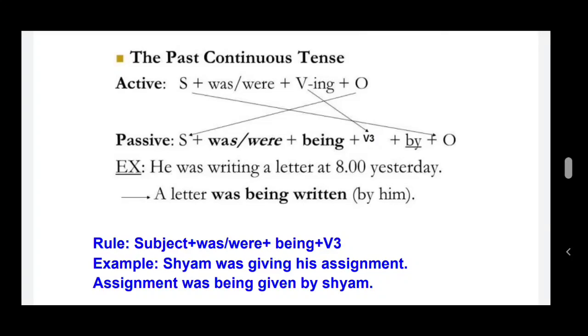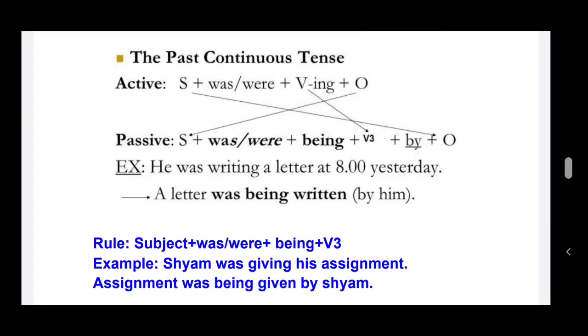So the rule for past continuous tense is subject plus was or were plus being plus verb 3. Look at the example. "Shyam was giving his assignment." In passive, you have to swap the subject and the object. So, "assignment was being given by Shyam." So this is past continuous tense, children.